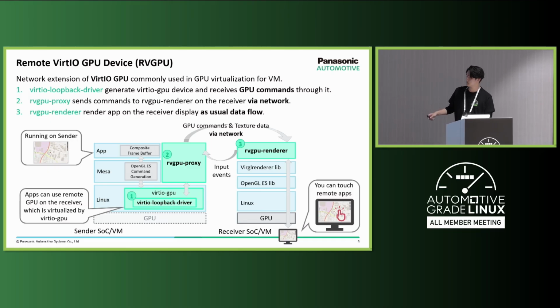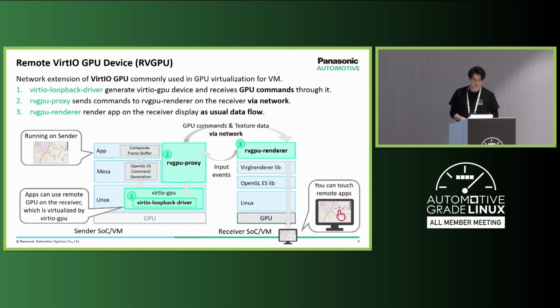And the green box is showing the RVGPU framework. By using RVGPU, the virtual loopback driver creates a new virtual GPU device on the sender side, which is a virtualized remote virtual GPU on the receiver side. And when an application is rendered using this device, the virtual loopback driver captures GPU commands generated by OpenGL ES and transmits them to the RVGPU proxy.